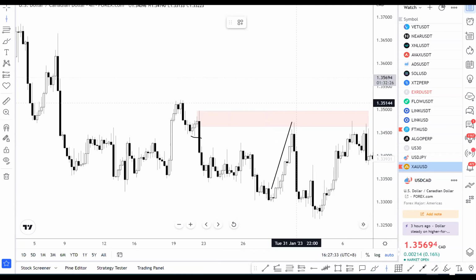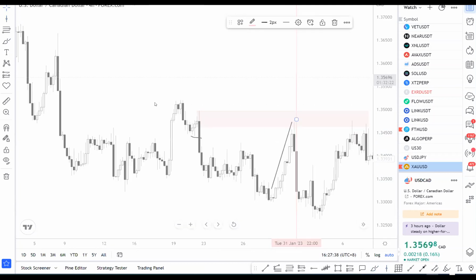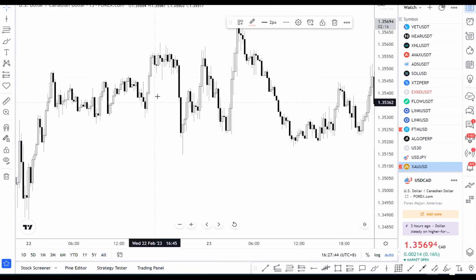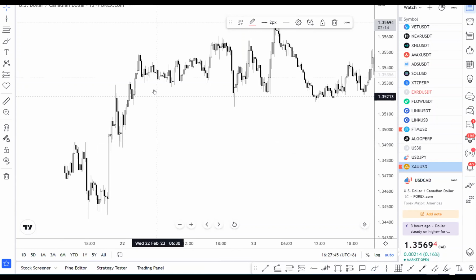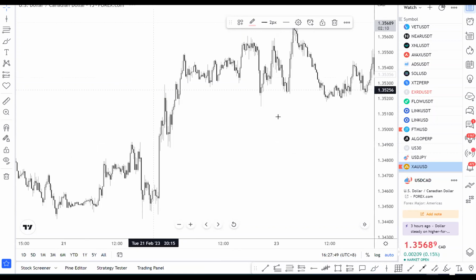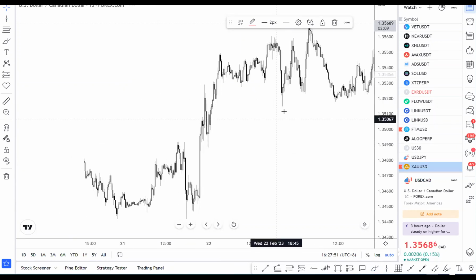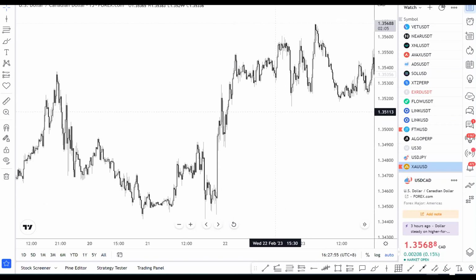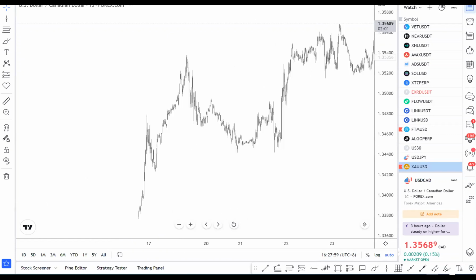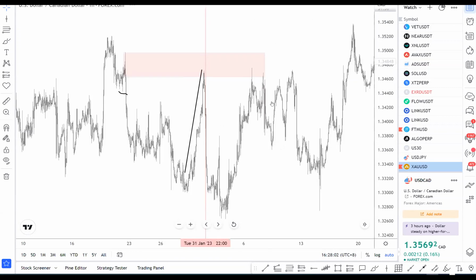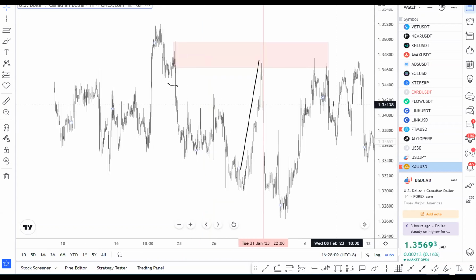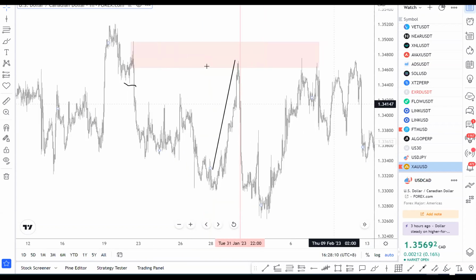Okay, so let's go to, in this case, I'll just go to the 15 minutes. Let's see if it loads as fast. Okay, that's not too bad. Okay, let's see where it is. I'll just switch it to the 1 hour because it's loading really slowly. Okay, there we go.